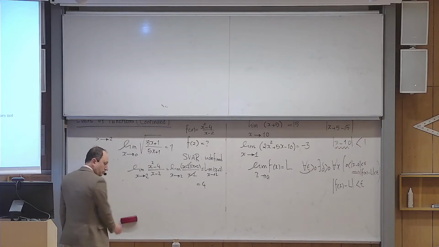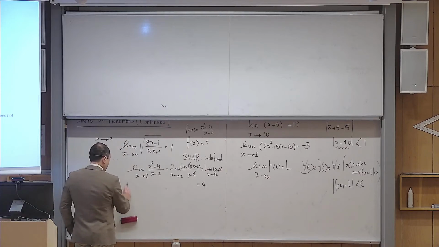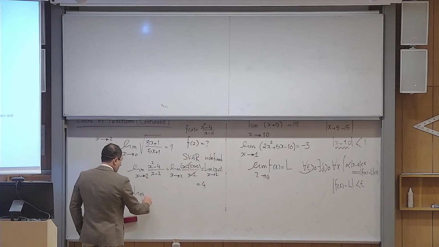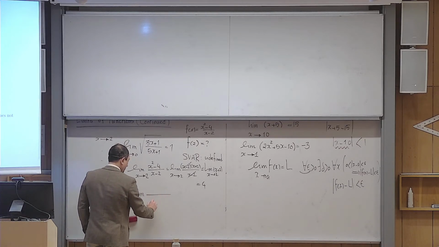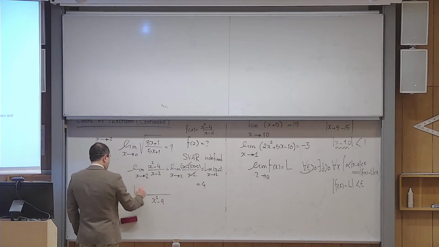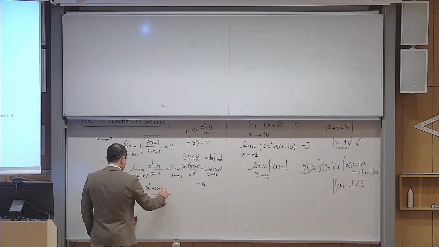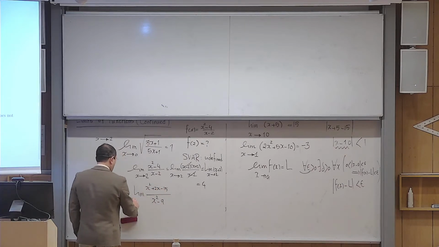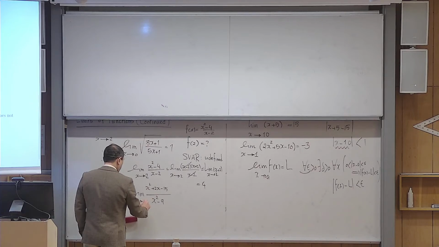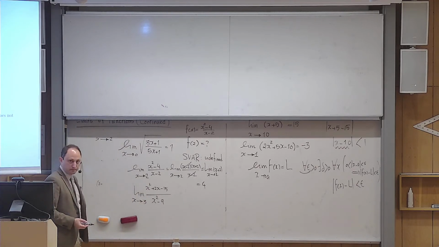So, what do you think about this problem? The limit of x to the power of 2 minus 9, over x to the power of 2 plus 2x minus 15, as x goes to 3. So we want to calculate this limit.